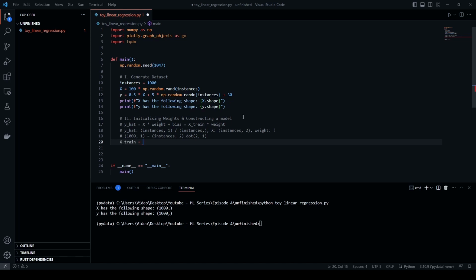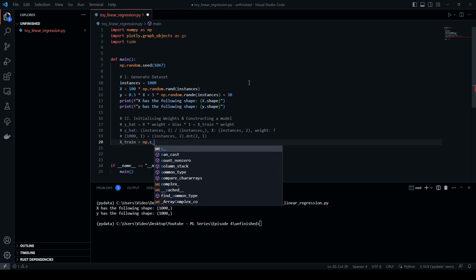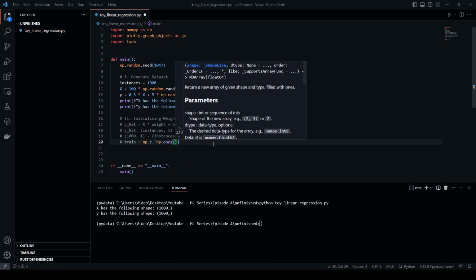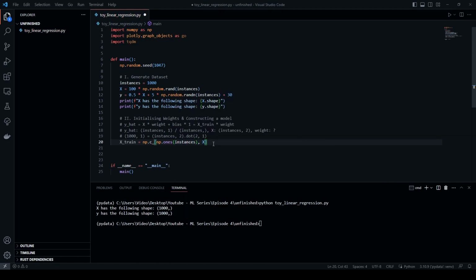So for x train, what do we want? We actually want to include a bunch of 1s, right? Because y hat is equal to x times the weight plus the bias times 1, and 1 is an array. This is what we have to subsume, because the bias goes into the weight and the 1 goes into the x. So what we get is np.c_. We use the numpy method c underscore. What this does is stack the arrays column-wise. The first column of x train will be a bunch of 1s, and the second column will be x.